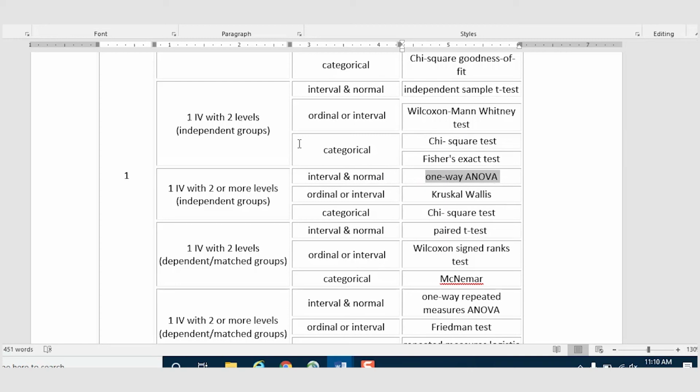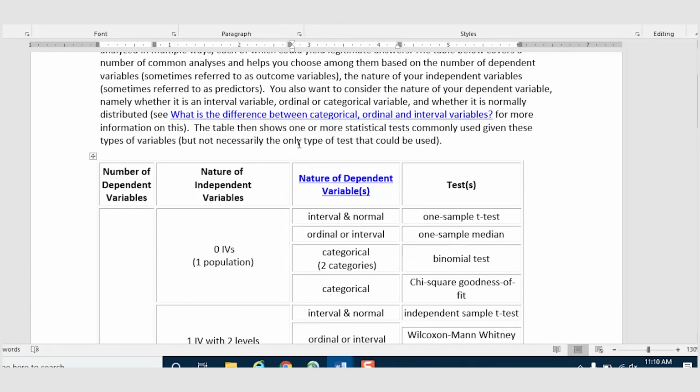If you find this difficult to do, I'm just reminding you, a lot of people find it difficult to do. Just take your time working through this example here, using this table to try to determine what statistical test to use.